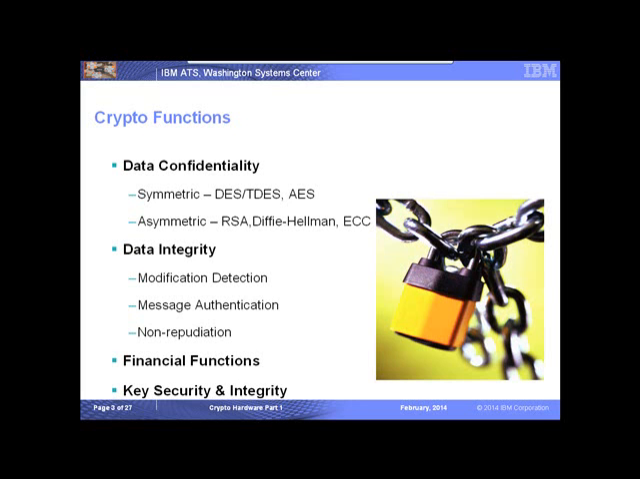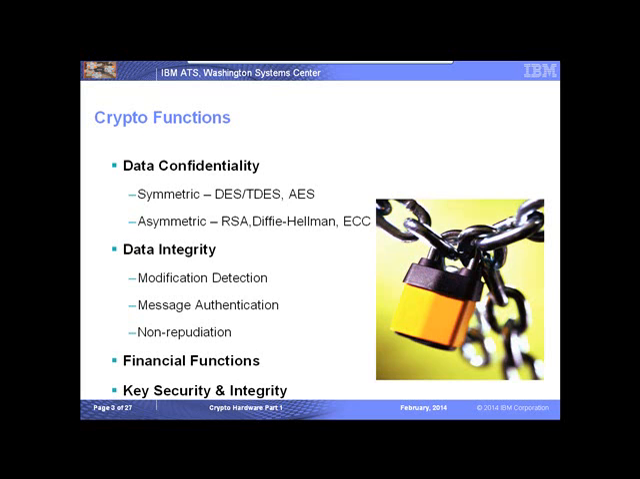The additional functionality includes the concept of data integrity. Modification detection is the idea of whether I can tell whether a message has been changed, either accidentally or deliberately, so that if I send a message to you, can you tell that the message you received is the actual message that I sent? And that relies on something called hashing algorithms.